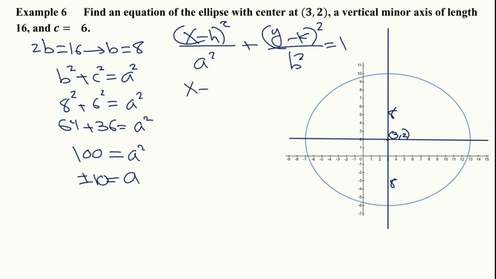So we're going to have (x minus 3) squared over a squared, which is 100, plus quantity (y minus 2) squared over b squared, which is going to be 8 squared, which is 64, equals 1. So there's the equation of the ellipse as described in this problem. So go ahead and make sure that you understand that, and we'll proceed.